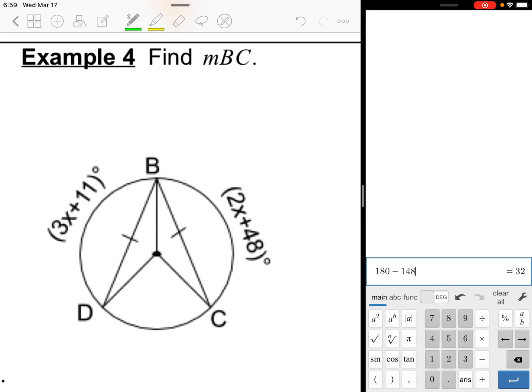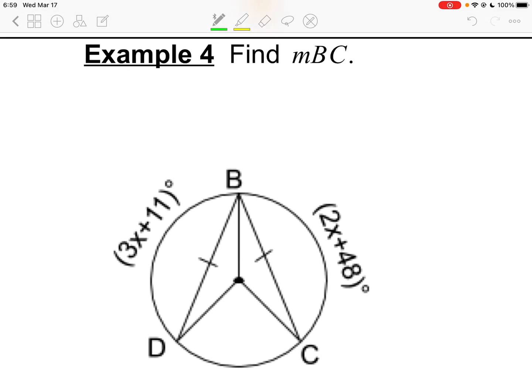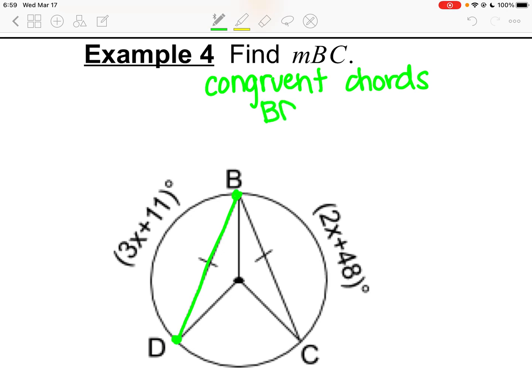All right, here is our next example. So on this example, what I see is congruent chords. So from this figure, congruent chords show up. And those congruent chords are chord BD and BC. So those are segments within this figure, and those are congruent chords.